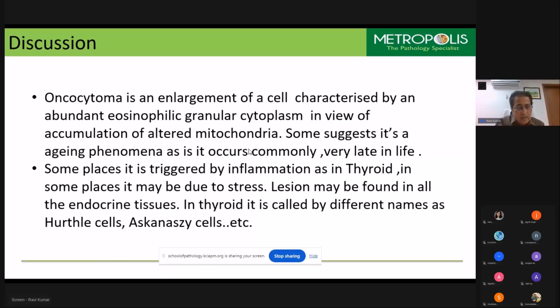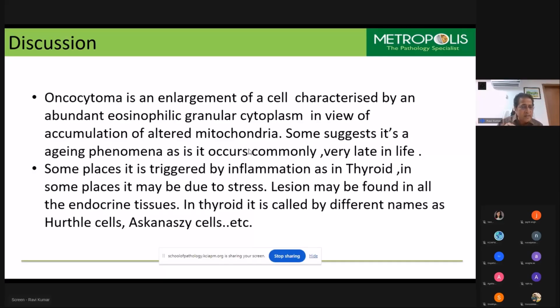As you said, we can use electron microscopy to make the diagnosis, but it's only of academic interest; routinely, we don't do that. Some suggest it could be an aging phenomenon, as it occurs commonly in very aged persons, 70 or 80 years old. In some places, these lesions are triggered by inflammation, for example in the thyroid. In Hashimoto's thyroiditis, you see a lot of Askanazy cells, rather Hurthle cells. They're basically oncocytes.